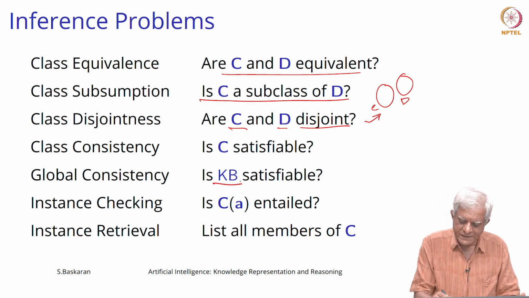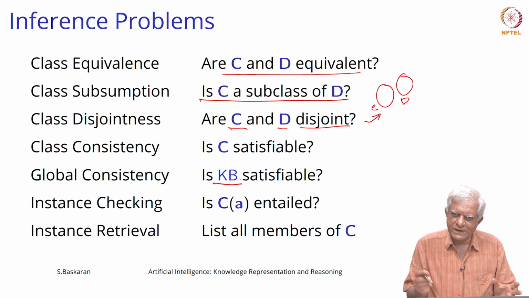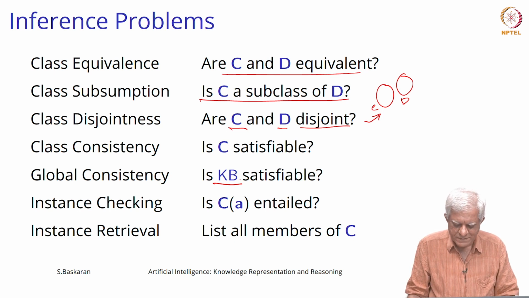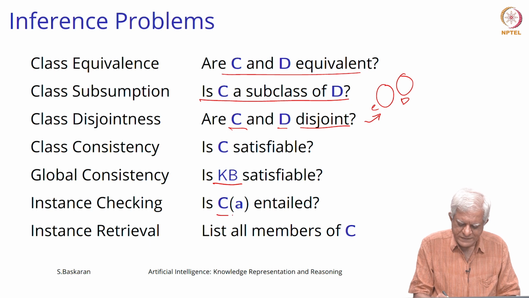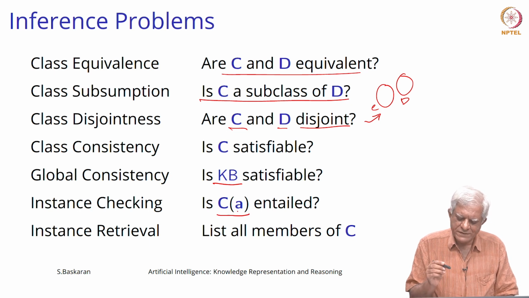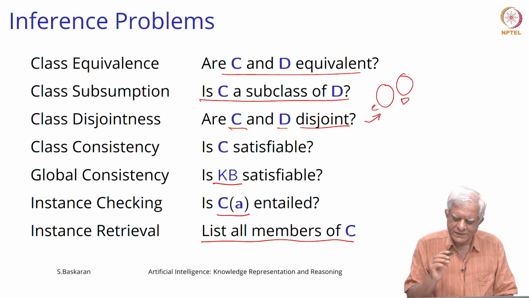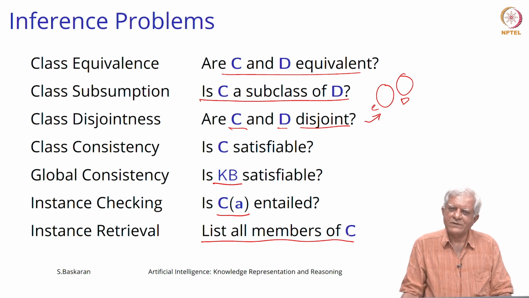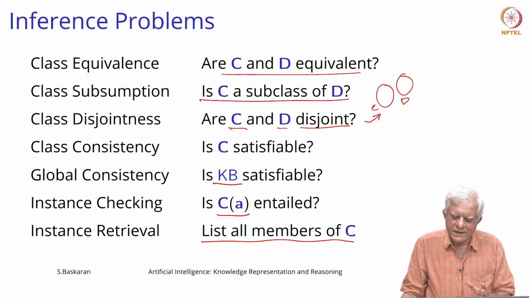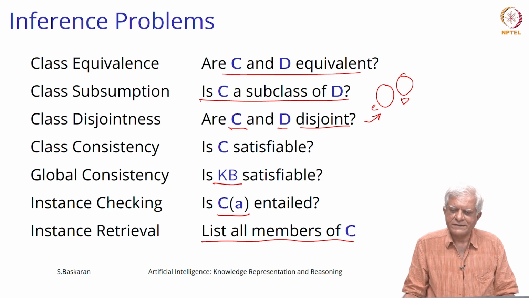Is the knowledge base satisfiable? Is every concept in the knowledge base satisfiable? Is C of A entailed, which means that given an individual A, it belongs to the class C. Can we show that? And then we can say list all members of C. These are the questions that we would like to address, and we will take this up in the next session.